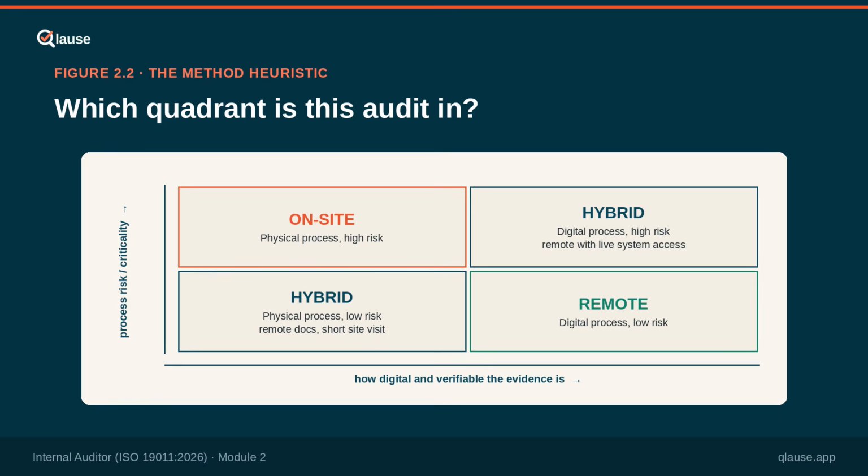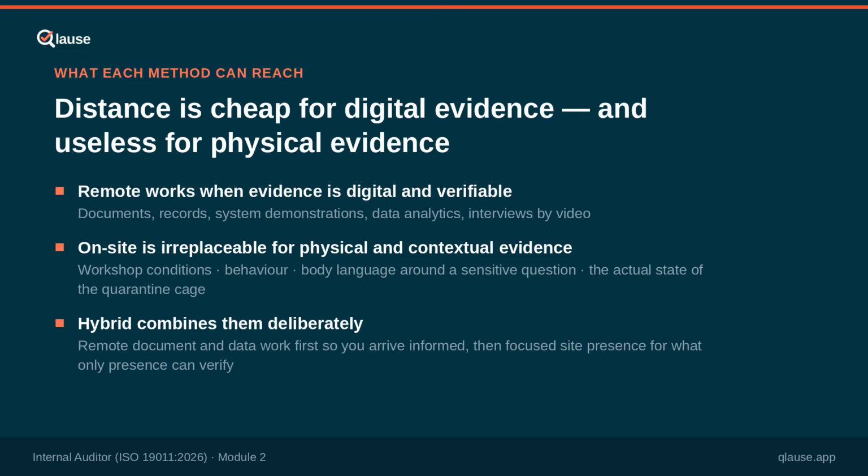This is a heuristic, not a rule. But if you cannot say which quadrant an audit sits in, you have not made the method decision yet. You have inherited it. Let us be precise about what each method can actually reach.